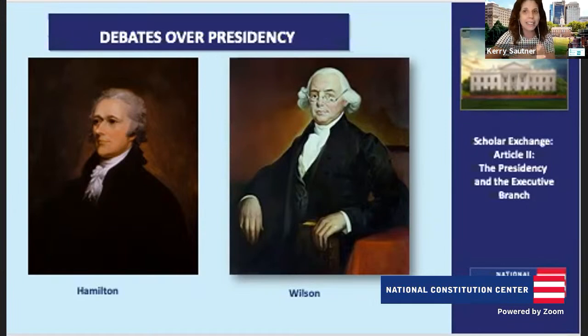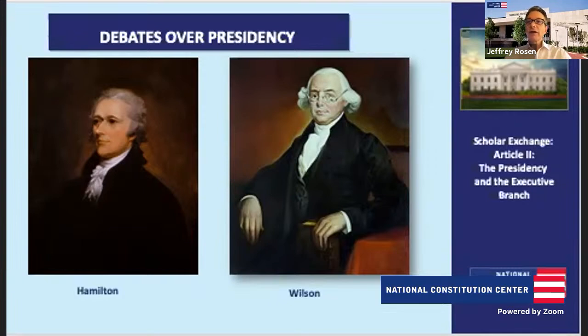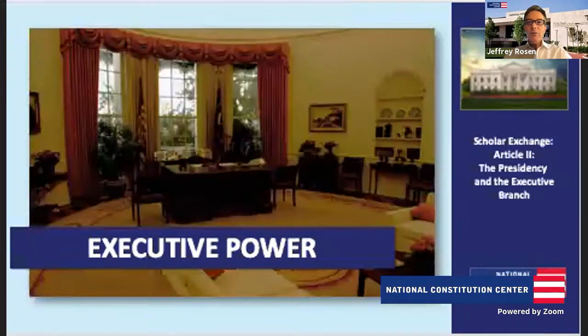Sure. I mean, so many of the controversial questions about executive power today in the news involve executive orders. And you might ask, what's an executive order, and why are presidents able to issue them? After all, the Constitution says the president shall take care that the laws are faithfully executed. It doesn't say that he should make the laws.